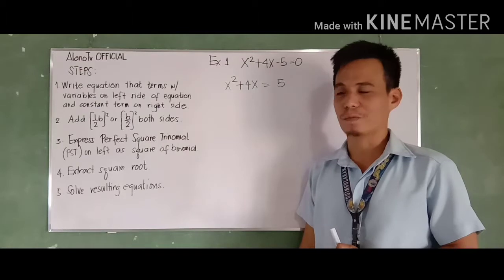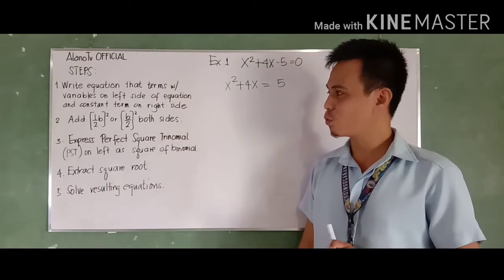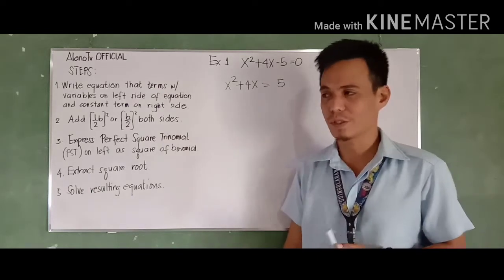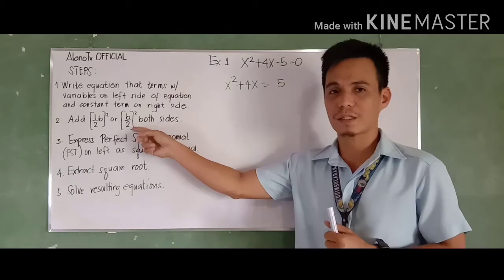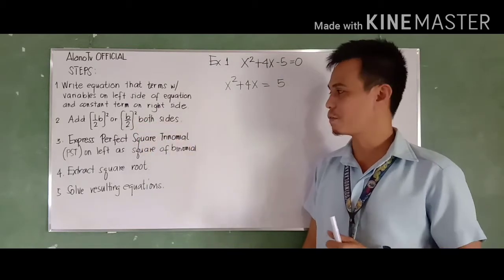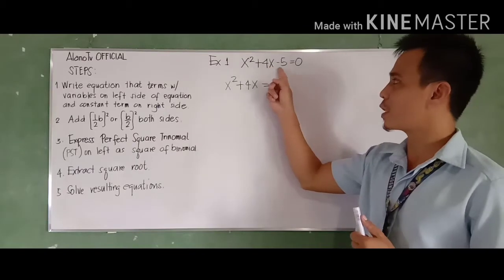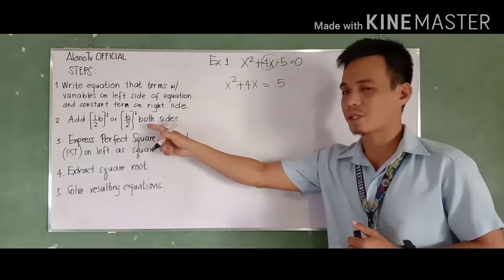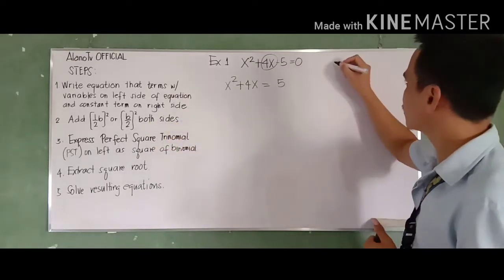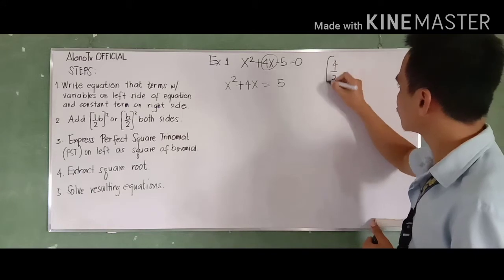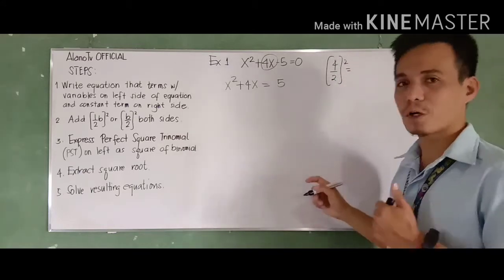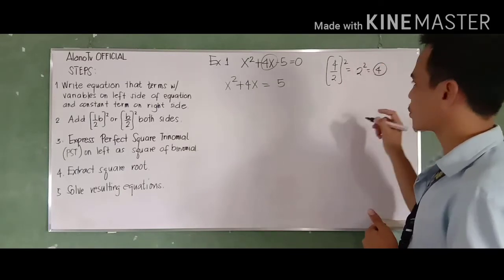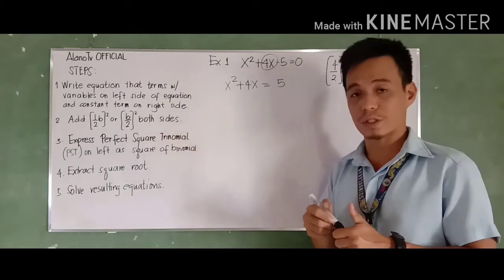Okay, so follow. Step number 2. Add 1/2 b squared or b over 2 squared both sides of the equation. So first is we have to get the value of this b over 2 squared of our equation. Since our b part is the 4x, so our b is 4. So substituting to the formula, we have 4 over 2 squared. Performing the operations, we have 4 divided by 2 is 2. 2 squared is equal to 4. So there you have it. Our value of b over 2 squared is 4.